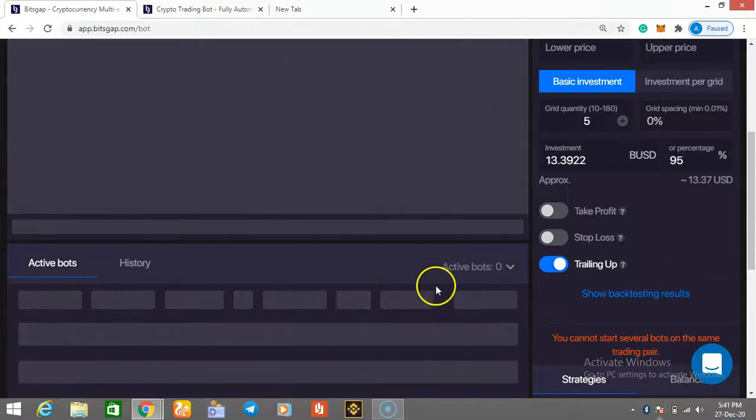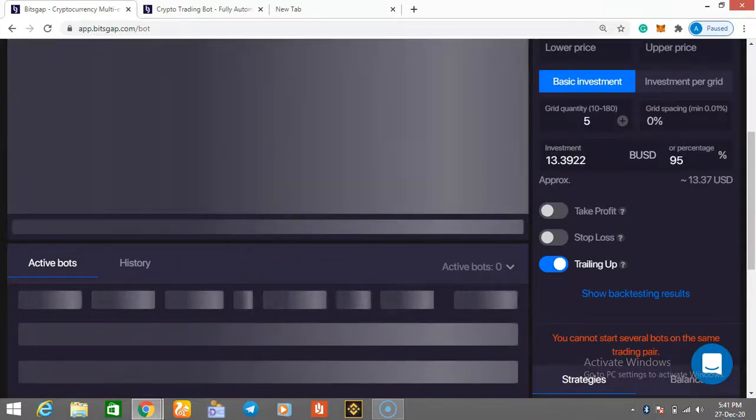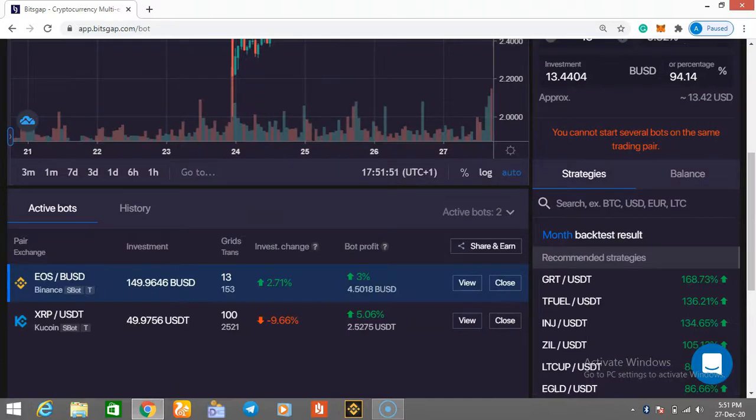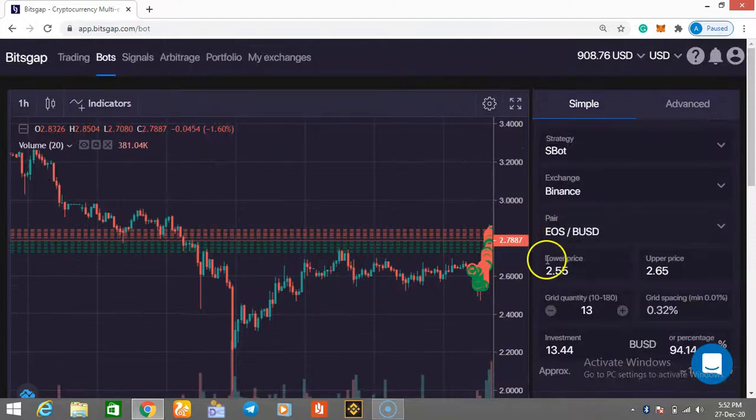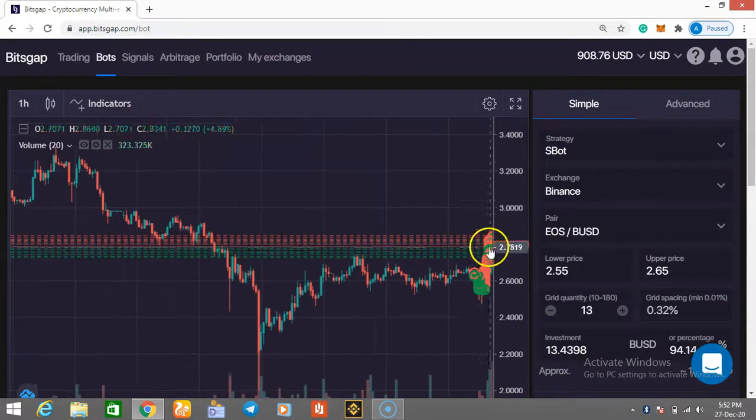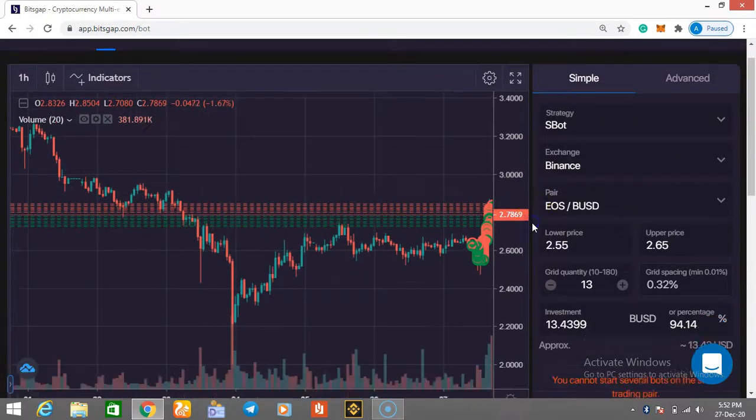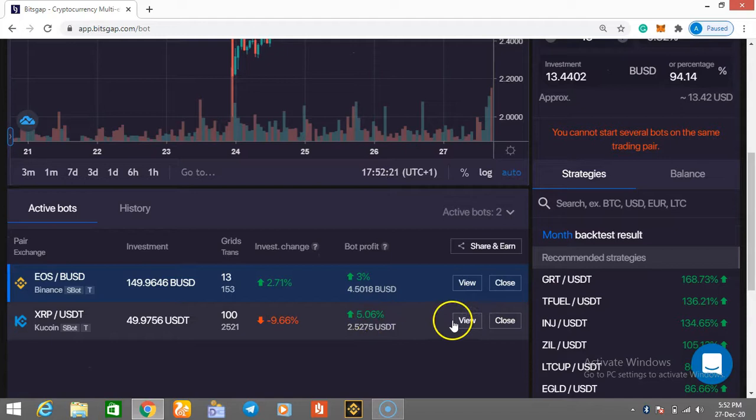So I'm going to show you, let this load, I'm going to show you what I mean by that. Since I started this video and I refreshed the page, the bot has generated a profit of 3% in the last 7 hours, and it also did an investment change of 2.71% in the last 7 hours. So right now the price range is here. Now there is a risk in high frequency bot trading, and this is the risk. I'm going to show you something here. Look at this.